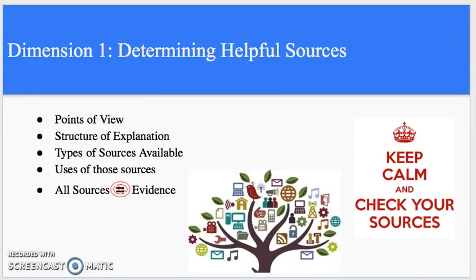Before we start talking about the compelling and supporting questions, students will have to understand what a helpful source is, because especially in today's age, there are so many different resources available to students. So one other issue that Dimension 1 discusses is determining what helpful sources will be for students. Some of the things that we have to keep in mind are, what are the points of view? So we should be asking, who wrote this? When did they write it? Why did they write this?